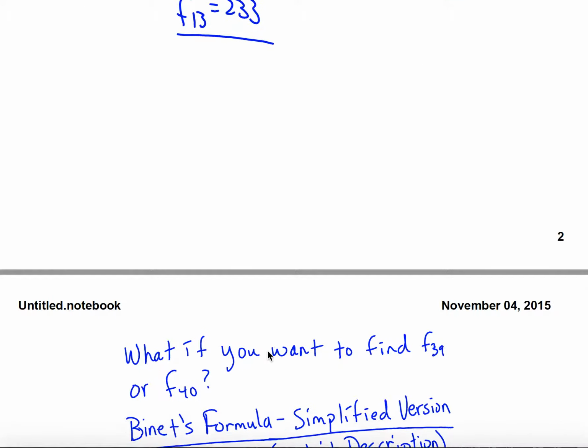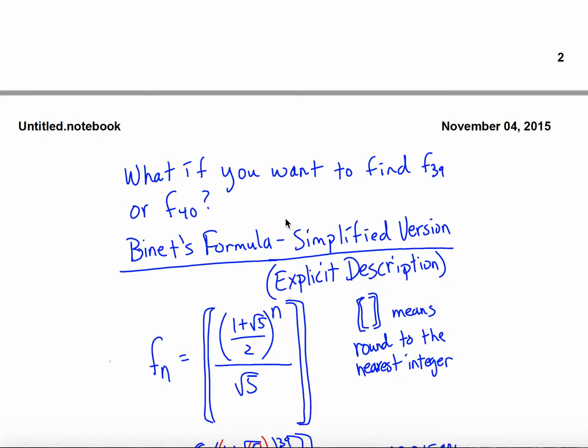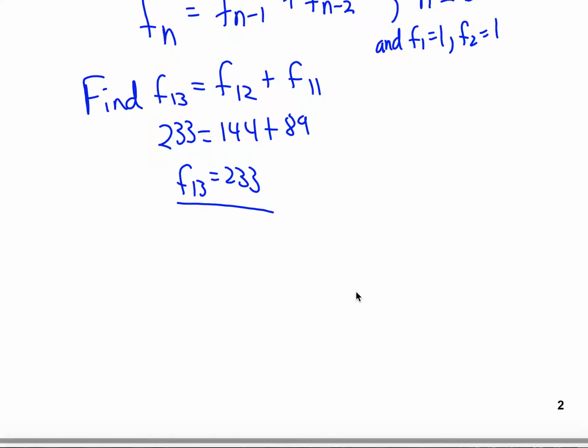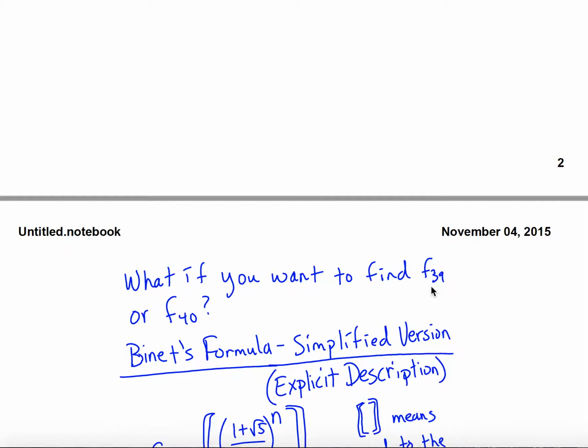Of course, if you want, let's say, the 39th and 40th Fibonacci numbers, you really don't want to have to add all the way up. We've gotten to the 13th number here, but now we'd have to find the 14th, 15th, 16th, and so forth, all the way up to the 38th number to get the 39th number, and then the 40th. So there has to be a quicker way to do it.